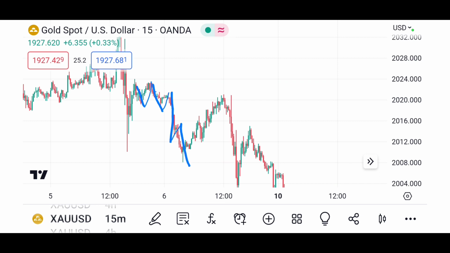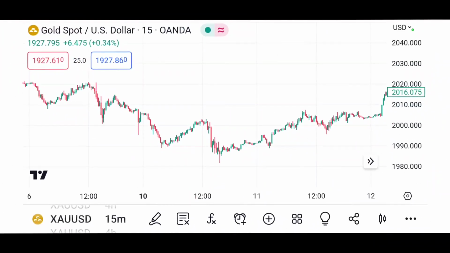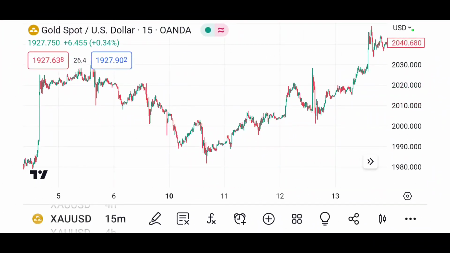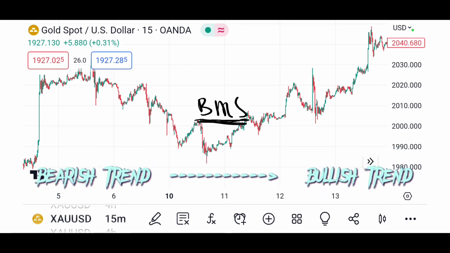So this is our internal structure. All right. Okay. And then there is a change of trend here because there is a break of structure to the upside here. So by virtue of this break of structure to the upside, the trend has changed from a bearish trend to a bullish trend.